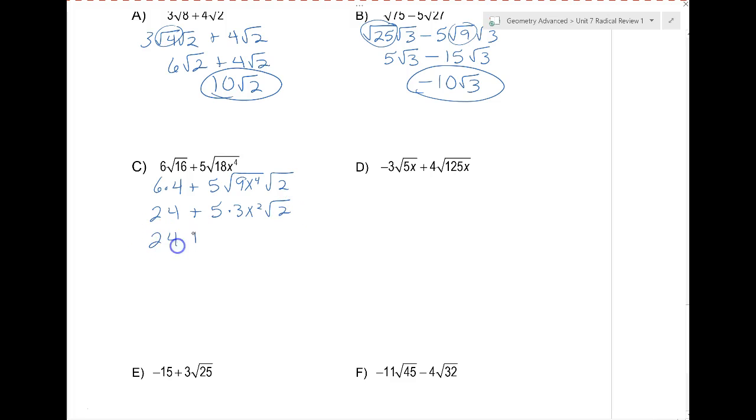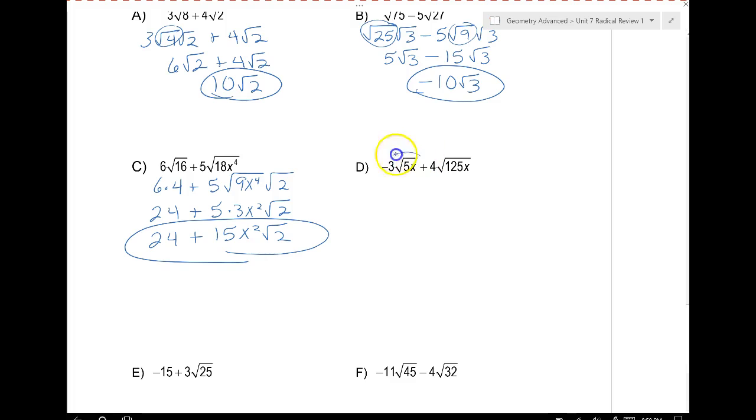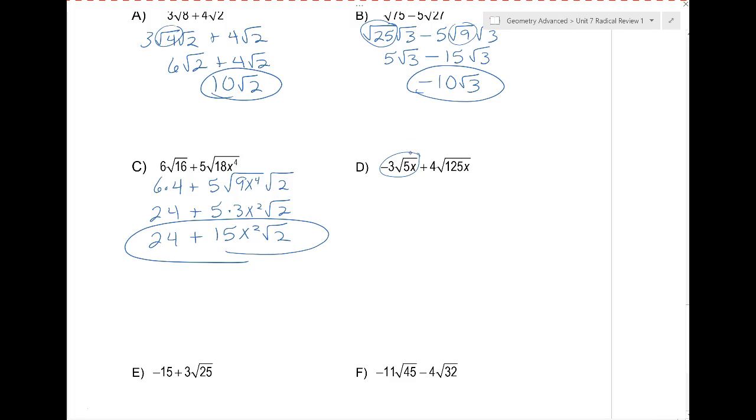So I get 24 plus, well, 5 times 3 is 15, x squared root 2. Now guess what? These aren't like terms. I don't have 24 root 2, and I definitely don't have a 24x squared root 2. So they're not alike. I can't combine them any further. Let's look at the next one. Can I simplify negative 3 times the square root of 5x? Nope. That is already in simplest form.